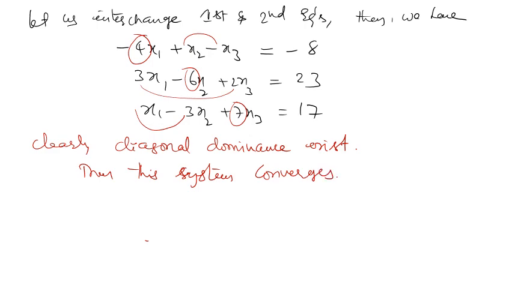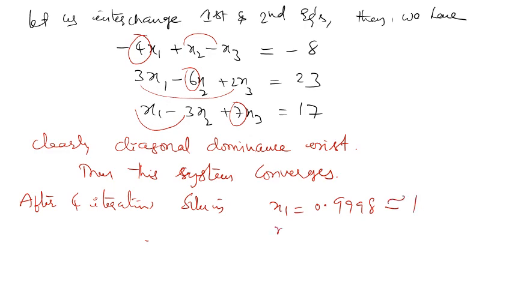Now you solve this system. I am giving the answer after four iterations. The solution is x1 equals 0.9998, so approximately 1, x2 equals minus 3.0002, so approximately minus 3, and x3 equals 0.49, so approximately 1. This is the solution. You solve this again by using the Gauss Seidel method.